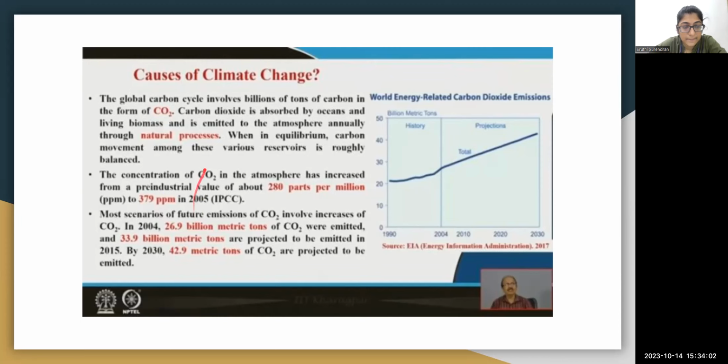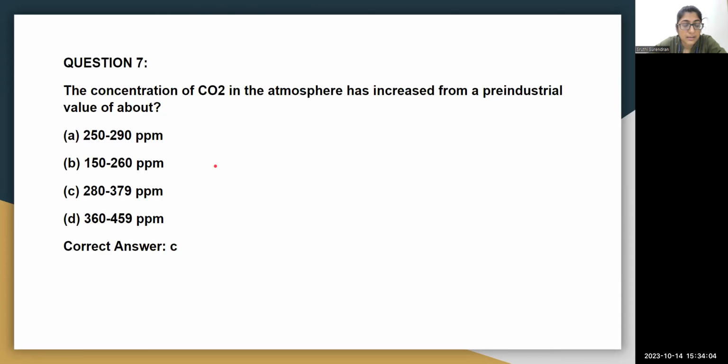So here the answer is 280 to 379 ppm. Option C. The concentration of carbon dioxide in the pre-industrial era was 280, which extended to 379 in 2005, and is something around 416 to 418 ppm right now. Moving on.